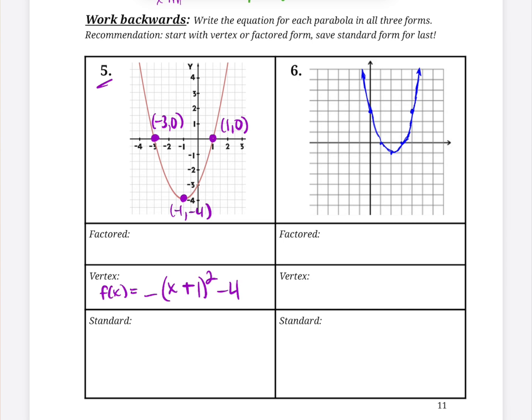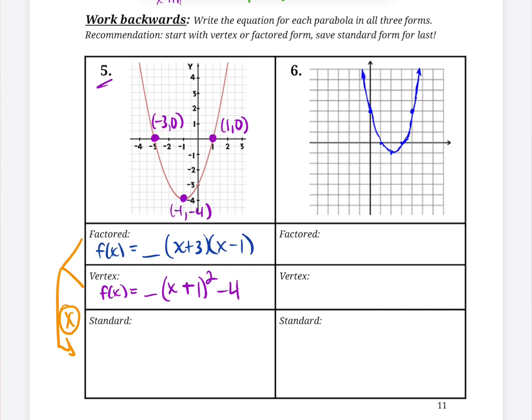And then for factored form, f of x would equal something, we don't know what a is yet, times x plus 3 times x minus 1. Okay, because it's always x minus the root, so minus a negative would be a positive. So the A value. Now the reason why I haven't done standard form yet is because I need one of these, and then I'm going to multiply it out to get me standard form.